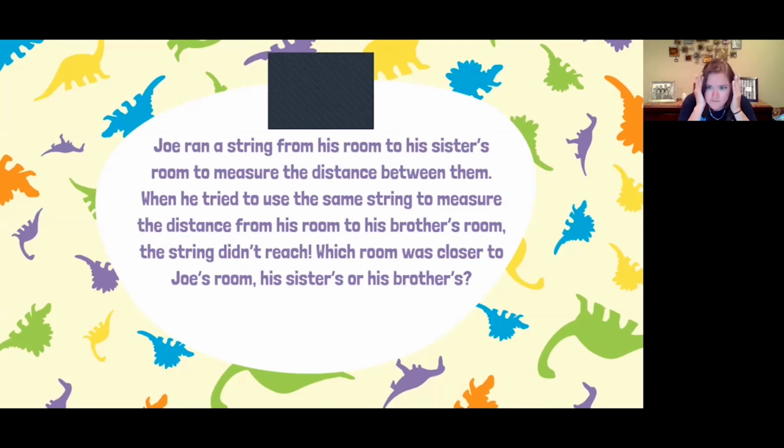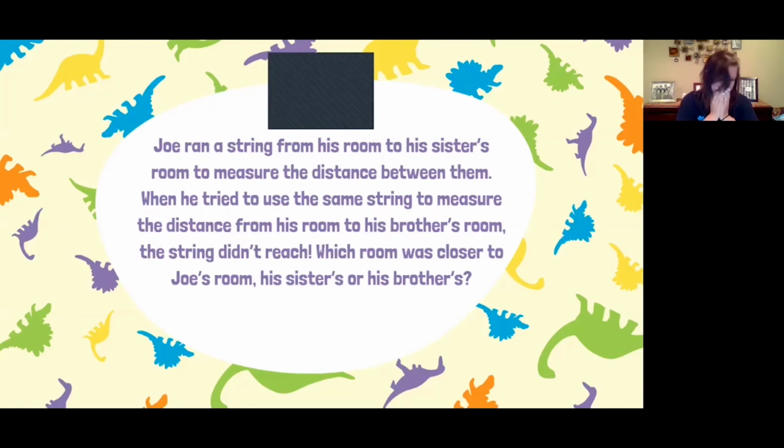Let's brainstorm. What is the important information I need to know? What is the question that this word problem is asking me? How am I going to solve this problem? Let's read it again. Joe ran a string from his room to his sister's room to measure the distance between them. When he tried to use the same string to measure the distance from his room to his brother's room, the string didn't reach. Which room was closer to Joe's room? His sister's or his brother's?